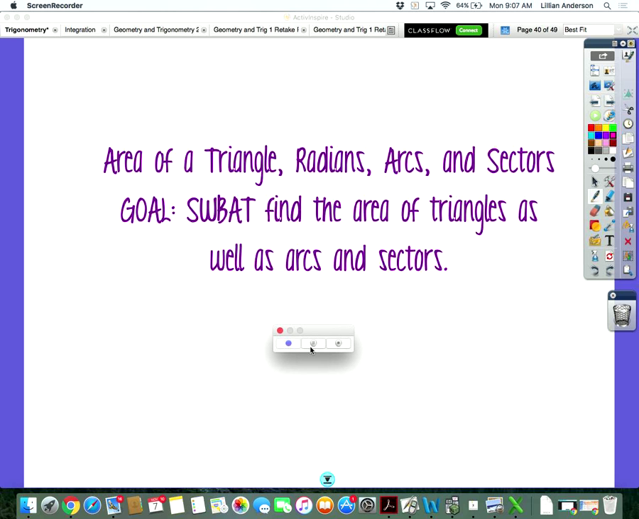So today we're talking about area of the triangle, radians, arcs, and sectors. May seem like a lot, but it really kind of all ties in together. Radians, arcs, and sectors kind of go together, and area of triangles is one little extra thing. You're going to be able to find the area of triangles, not just old school 1/2 base times height, but the area of any triangle, as well as be able to find arc lengths and areas of sectors and things like that.